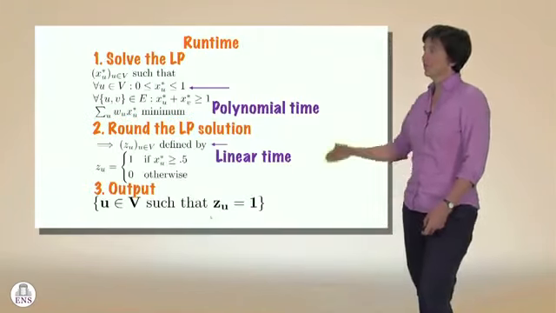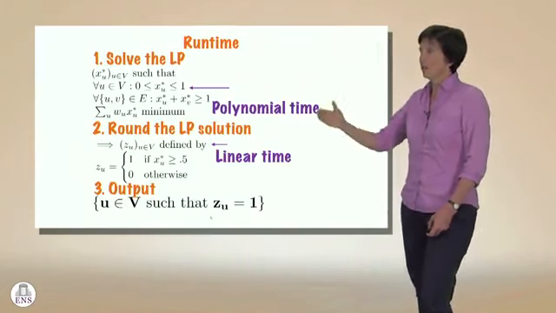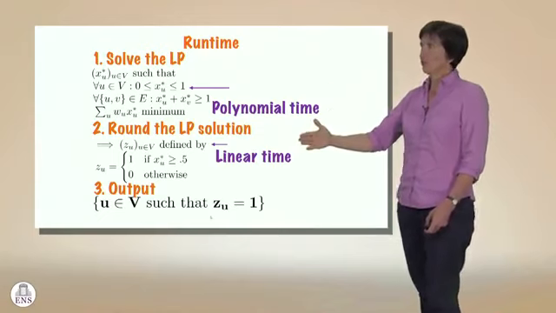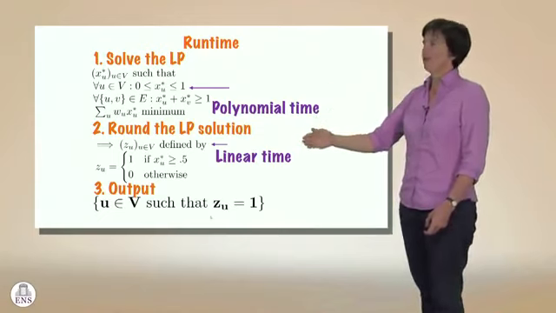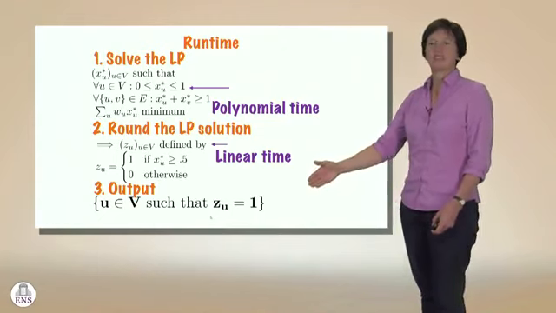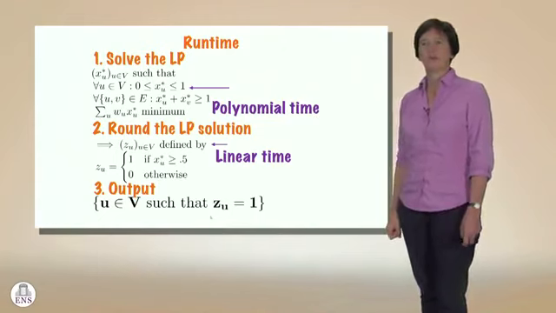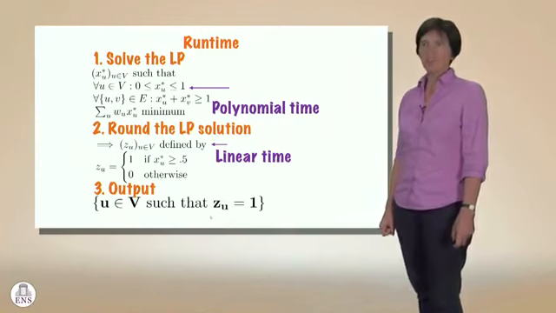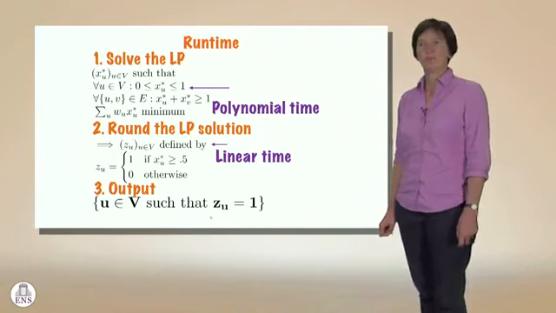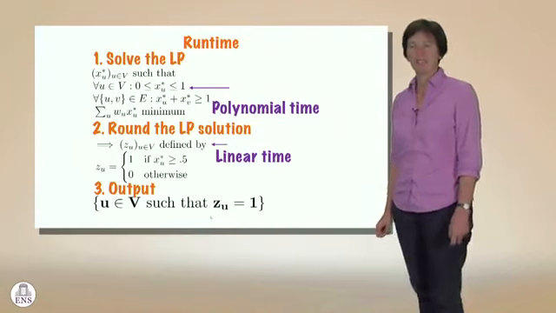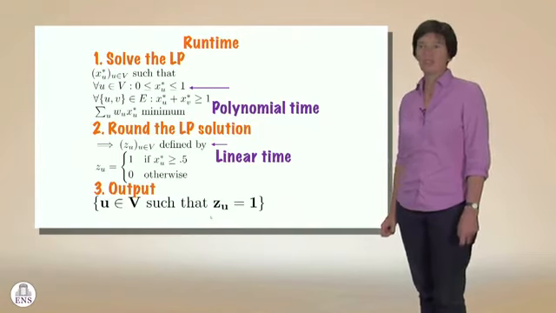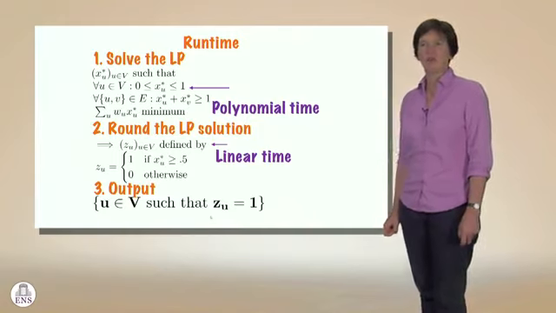So here you can see the global view of the algorithm. Step 1, you solve the LP. Step 2, you round the LP solution. And finally, you output the set of all vertices such that z sub u is equal to 1. The first thing we can note is that the runtime is polynomial. Solving the linear program can be done in polynomial time. That's our black box. Rounding the solution takes linear time, and then we just give the output.